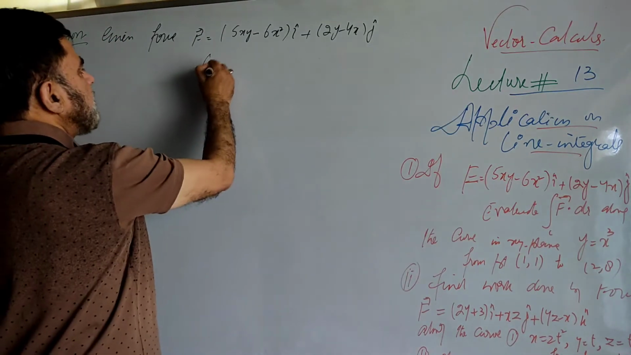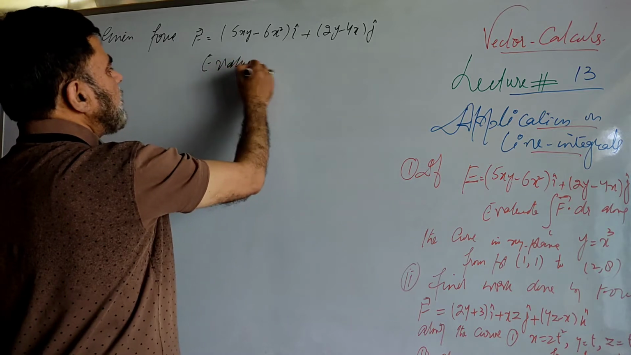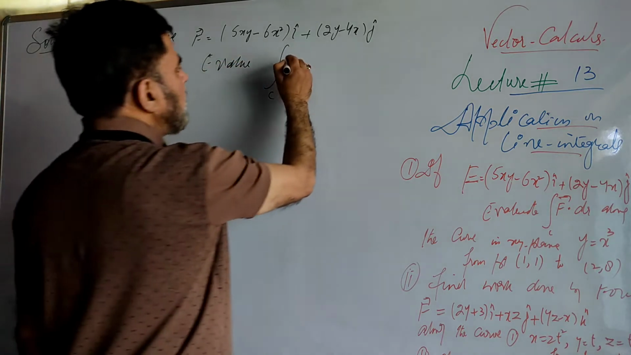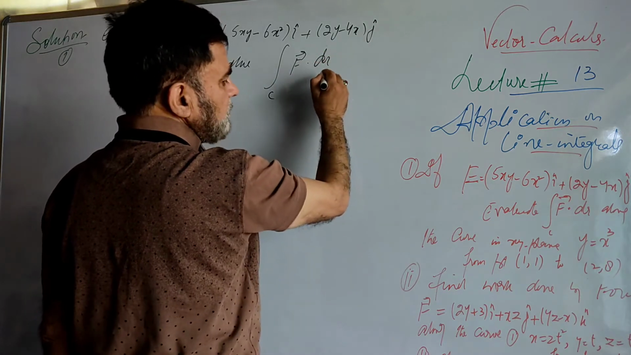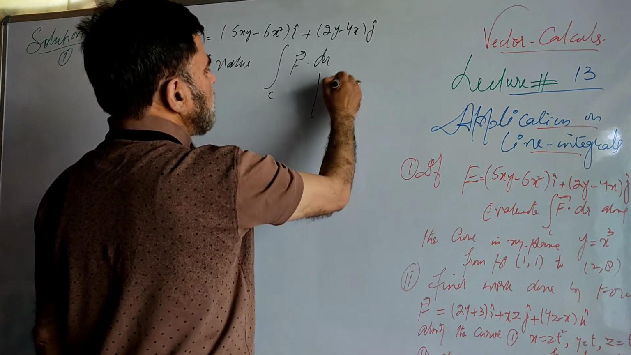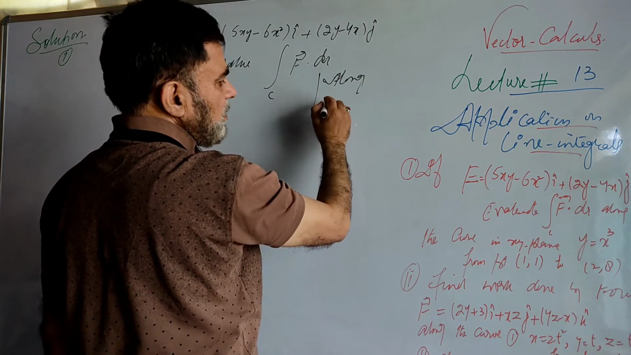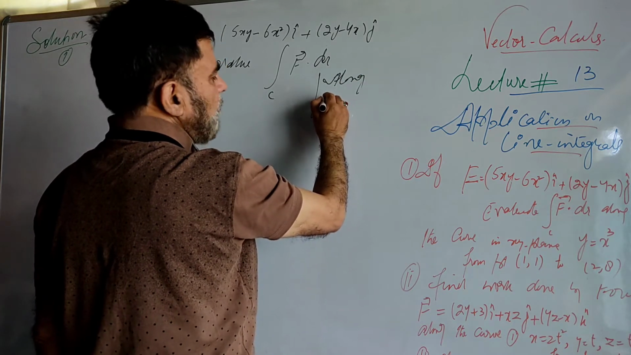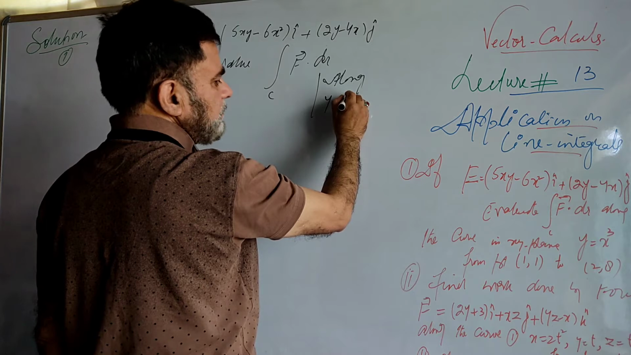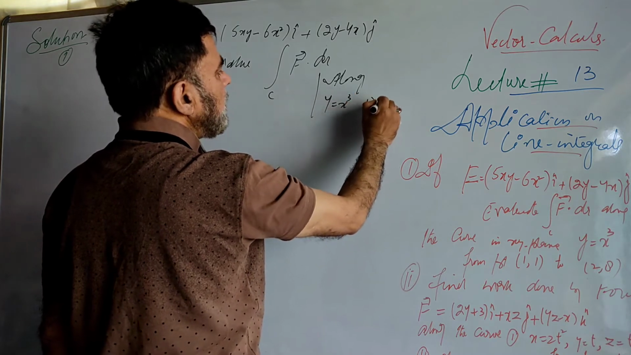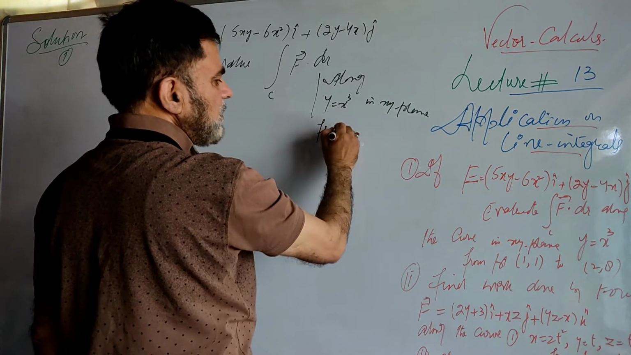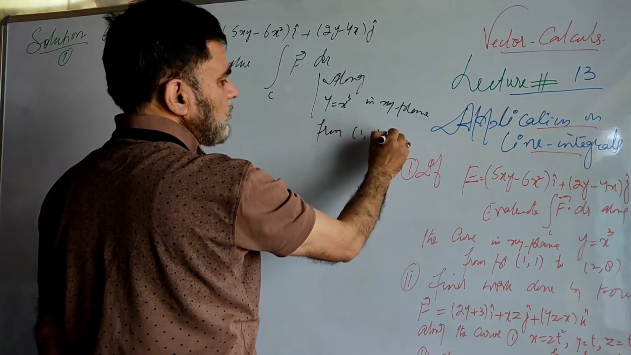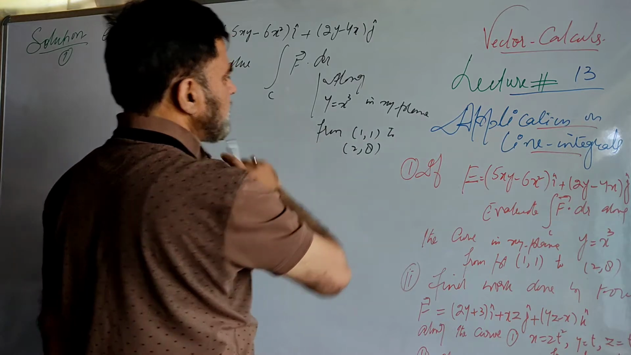We have to evaluate the integral over the curve C, the integral of F dot dr. It is to be evaluated along y is equal to x cube in the xy plane, from the given starting point to the end point. This is the problem.